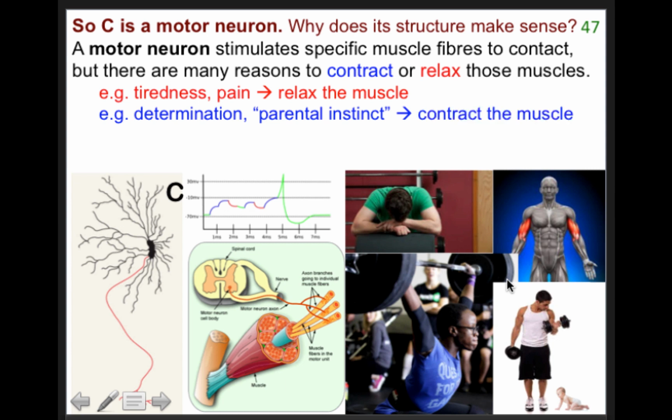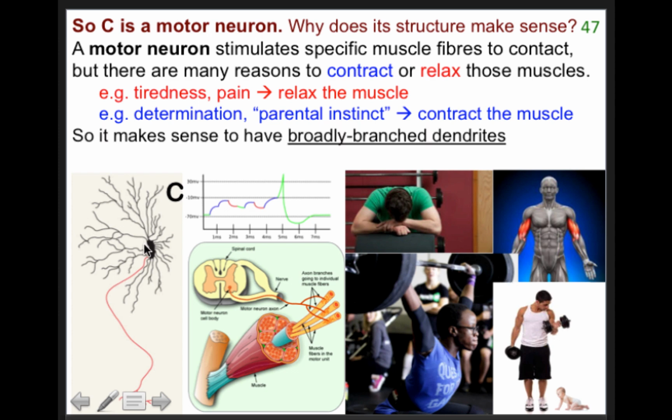All right, so overall what I mean to convey here is that it makes sense to have all these branched dendrites to receive information and signals from many different interneurons in order to integrate that signal and decide whether and how much to contract these muscle fibers.